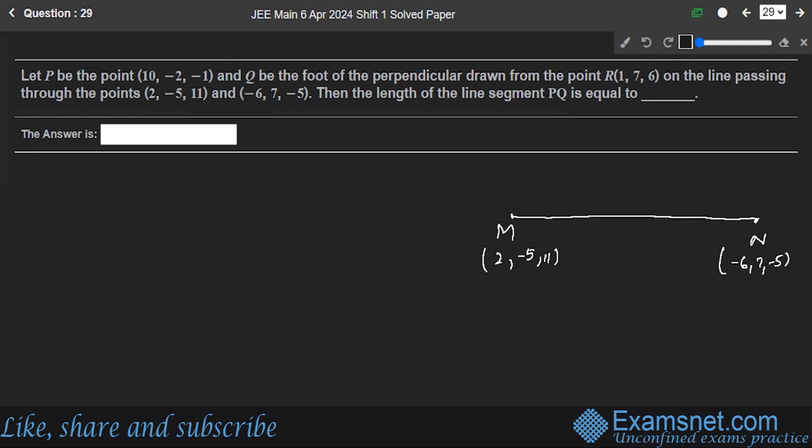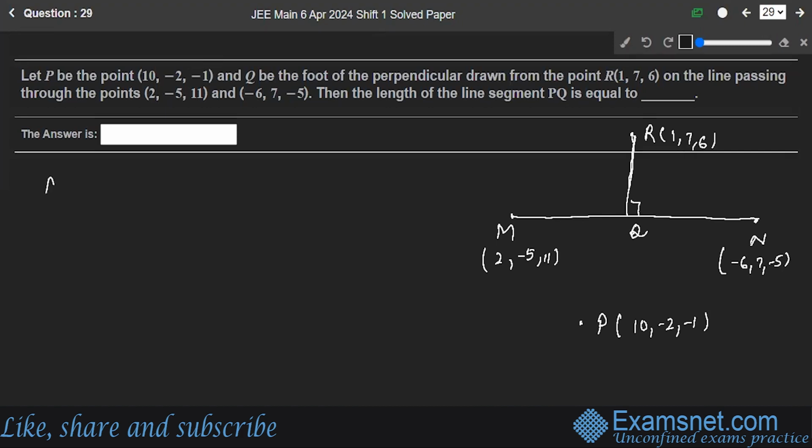Let P be the point and Q be the foot of the perpendicular from R. So here is your point R (1, 7, 6) and Q is the foot of the perpendicular. So this is your Q. Next, the length of the line segment PQ. Let P be the point given by these coordinates. So you have to find out PQ. That means I already have the coordinates of P. The whole question lies in finding the coordinates of Q.